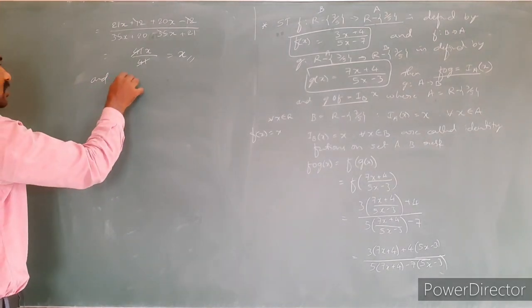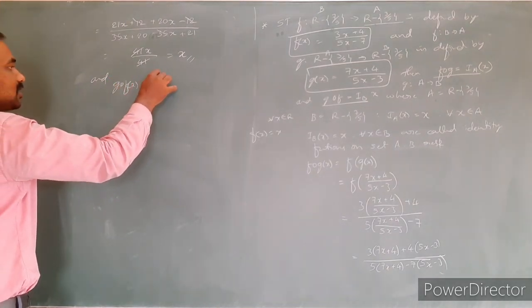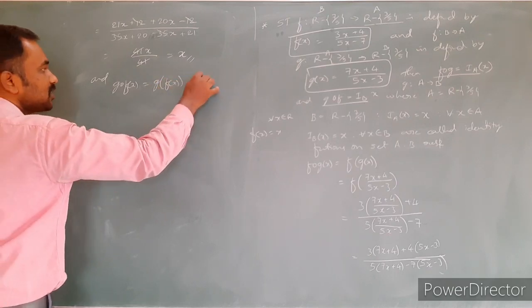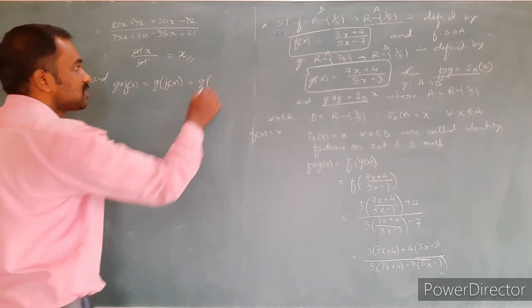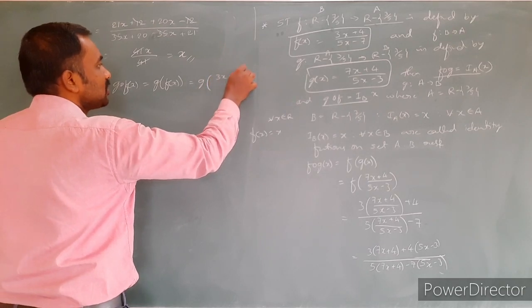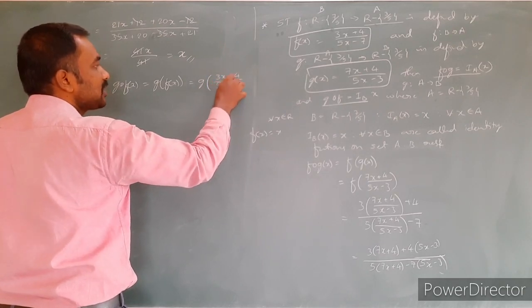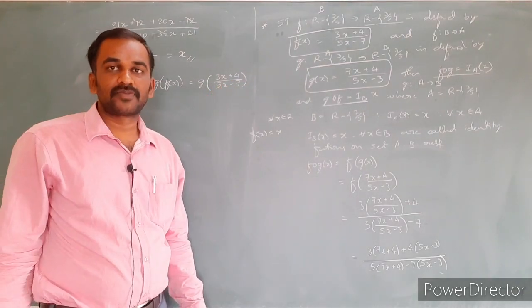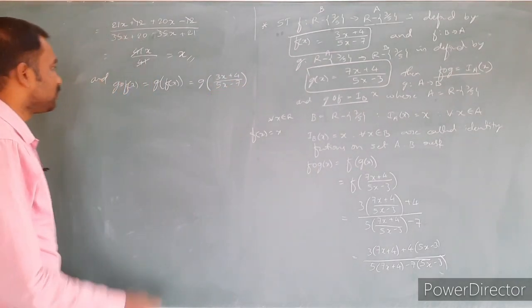Similarly, G circle F of x. What is the G circle F of x? G of F of x. Just replace the F of x. What is the F of x? 3x plus 4 divided by 5x minus 7. I hope you can easily complete this problem. Okay, pause the video, try to solve it.